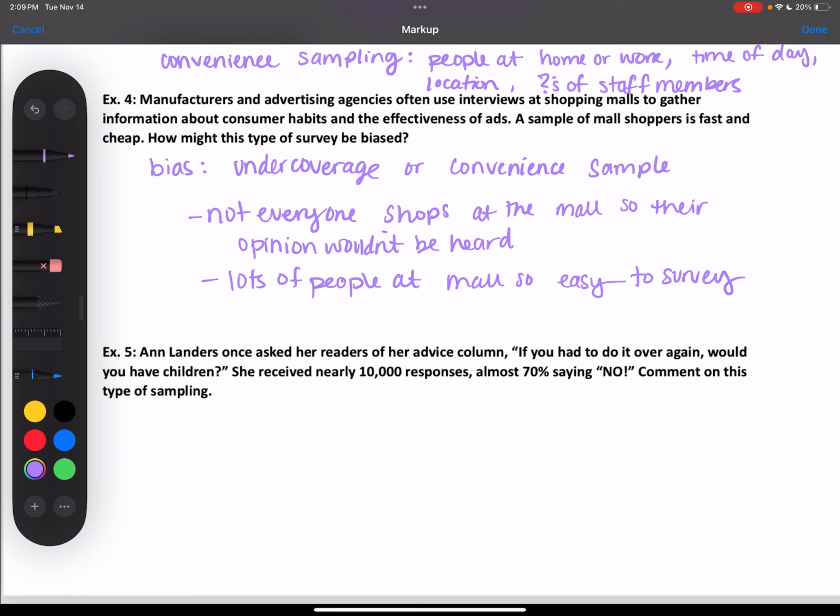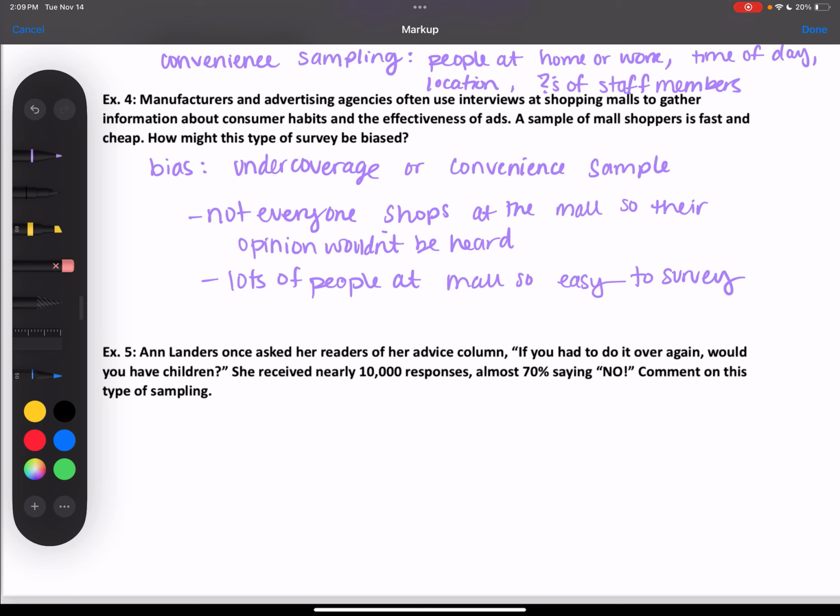Number 5. Ann Landers once asked her readers of her advice column, if you had to do it over again, would you have children? She received nearly 10,000 responses, almost 70% saying no. Comment on this type of sampling. Wait, I don't understand. If you had to do it over again, like if you were going to have kids again, would you? Like if your children get erased from the earth, and you were going to do it over again, would you do it?